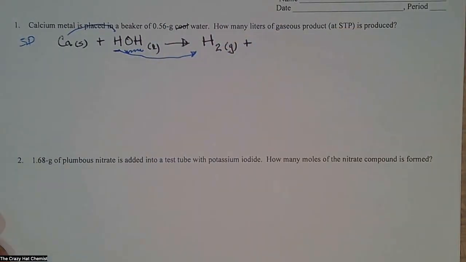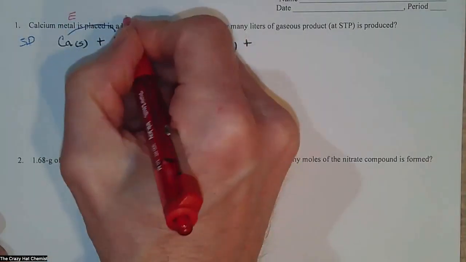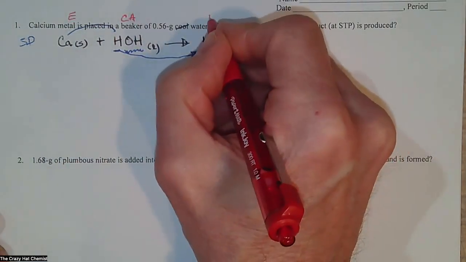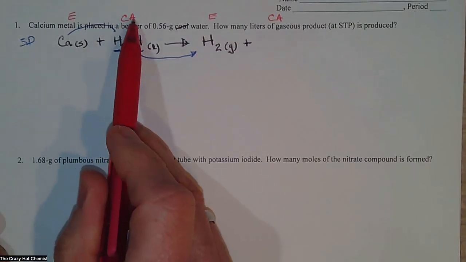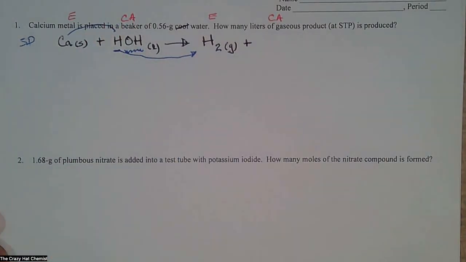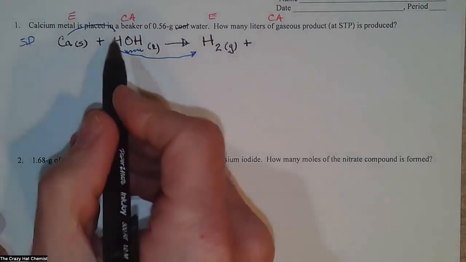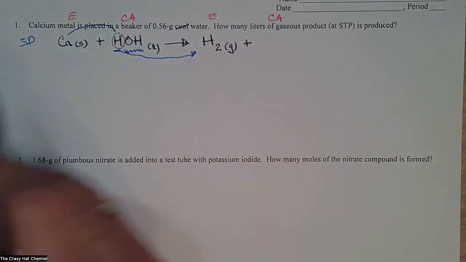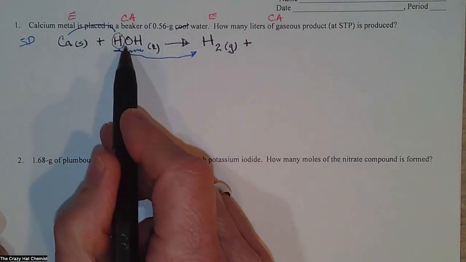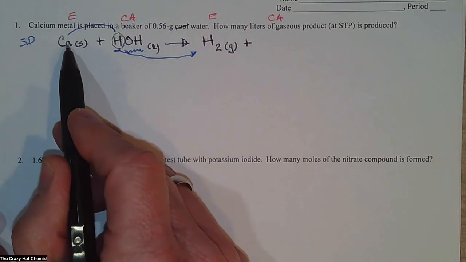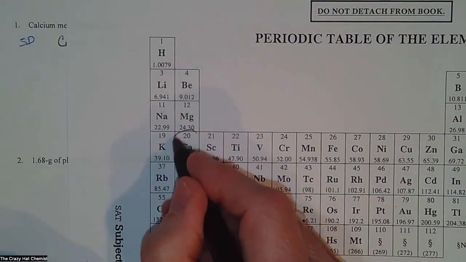Plus. And now what we need to do is come up with the other product. And this is characteristic of all single displacement reactions. We have an element and a compound, and what will be produced is an element and another compound. The compound is a cation anion combination, that is. So as you can see, the hydrogen has been removed by the calcium because it displaces it and you get hydrogen gas. What remains is hydroxide. So calcium, if we go back to our periodic table, here is calcium.